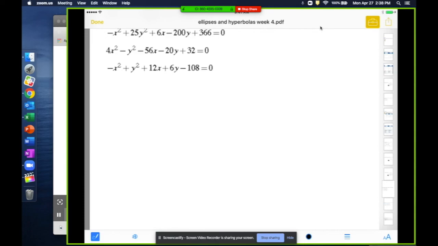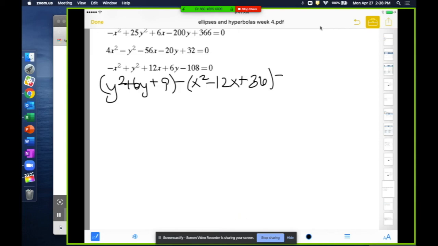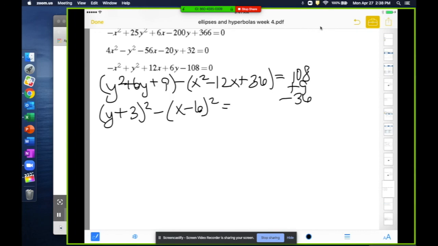And it looks like I accidentally skipped the third one, so I'm sorry about that, but moving on to the fourth one. Again, I'm going to try to have a positive term first always, so I'm going to move my y's to the front. So y squared plus 6y, if I complete the square, that's going to be plus 9. And then I'm going to factor out that minus sign like I've been doing to leave x squared minus 12x plus 36 after I complete the square, and then that minus 108 becomes plus 108. The plus 9 goes on the right side too, and then -36 because of the negative that I pulled out. After I factor, that's what I'm left with, and then 108 plus 9 minus 36 leaves me with 81.